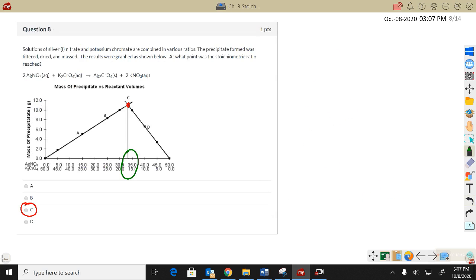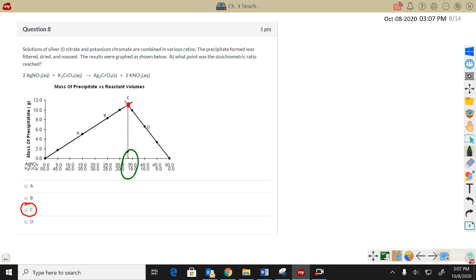Nice. All right, then the last 3, 8, 9, and 10. So somebody graphed the amount of precipitate formed as they varied the amount of silver nitrate and potassium chromate. The solutions were combined at various ratios. The precipitate formed was filtered, dried, and massed, and graphed. At what point was the stoichiometric ratio reached?